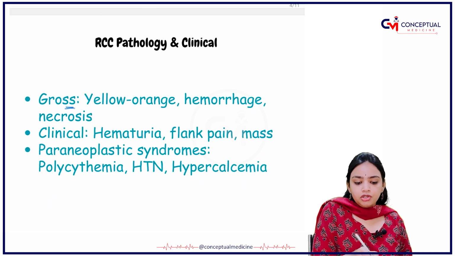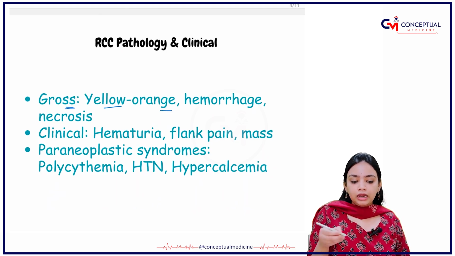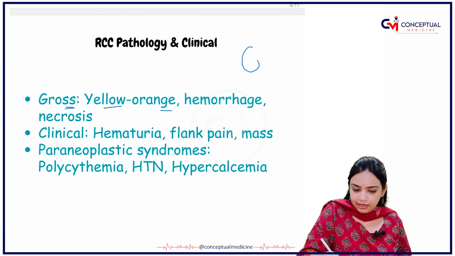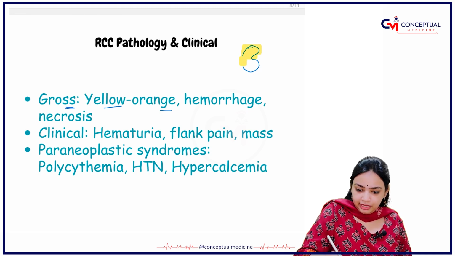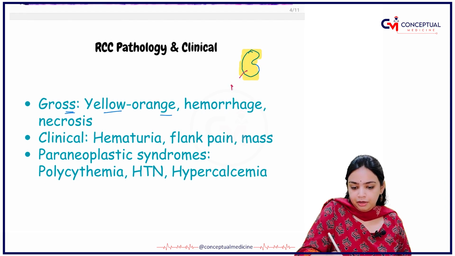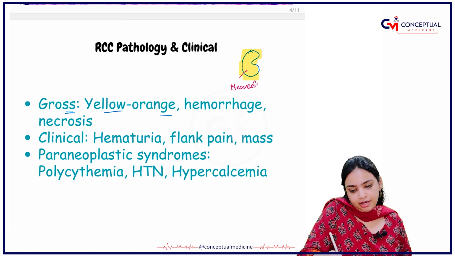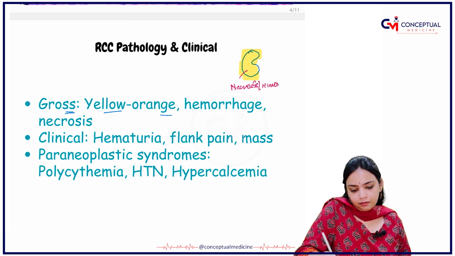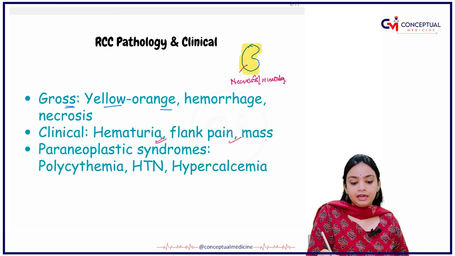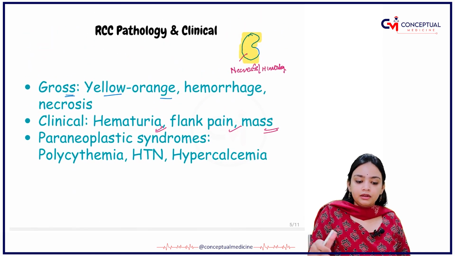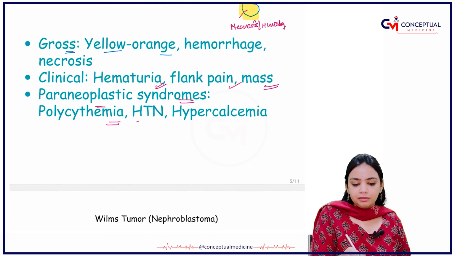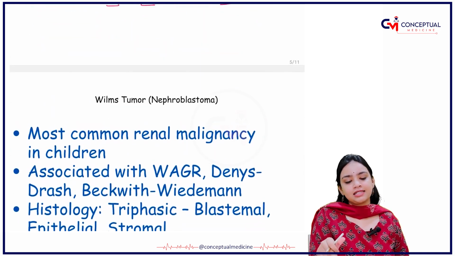In the gross, you will be able to see a yellow or orange colored necrosis or hemorrhage. Grossly, the kidney will either be yellow or it can be orange color. You will be able to appreciate necrosis and hemorrhage. What will be the clinical feature? There will be hematuria, flank pain and a mass. You have something called the paraneoplastic syndromes. What are they? They will be having polycythemia, hypertension and hypercalcemia.